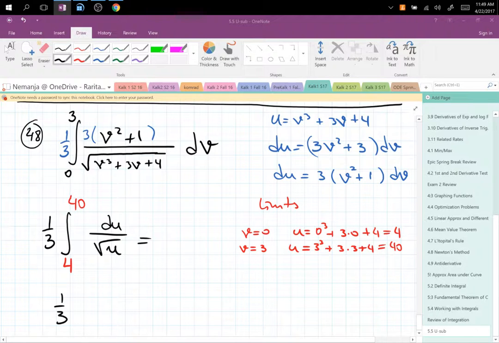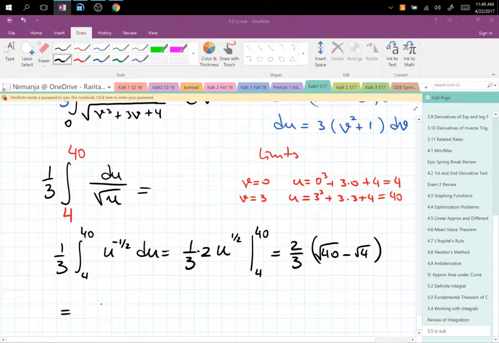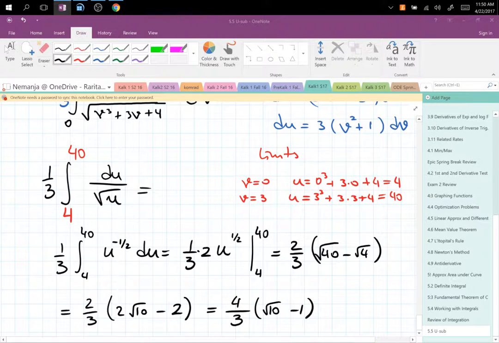So this is now 1/3 integral from 4 to 40 of u to the negative 1/2 du, which is 1/3 u to the 1/2 over 1/2, which is just going to give us 2 on top, computed from 4 to 40, which is 2/3 (root 40 minus root 4), which you can compute further, which is 2 root 10 minus 2. You can factor out 2, get 4/3 (root 10 minus 1). This is the exact answer.